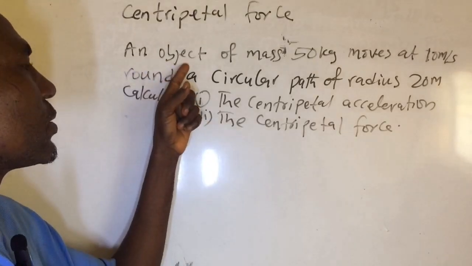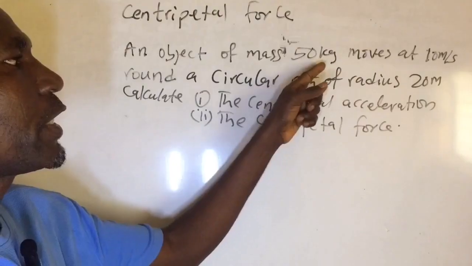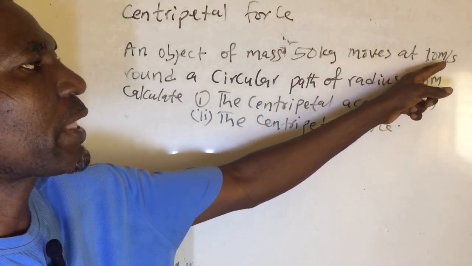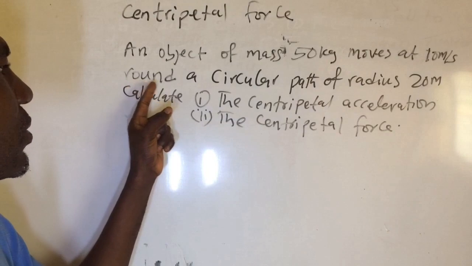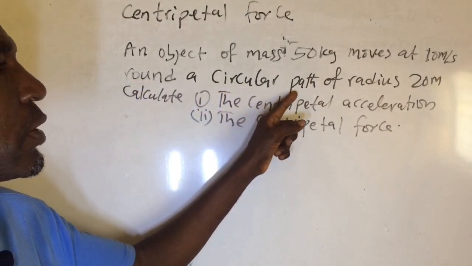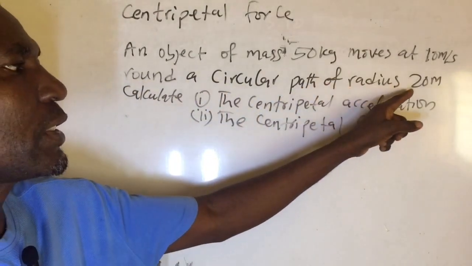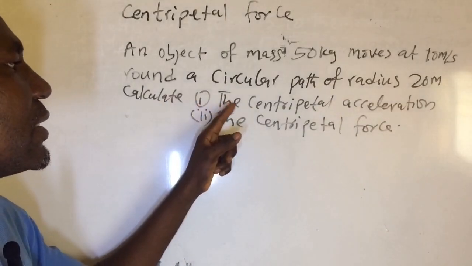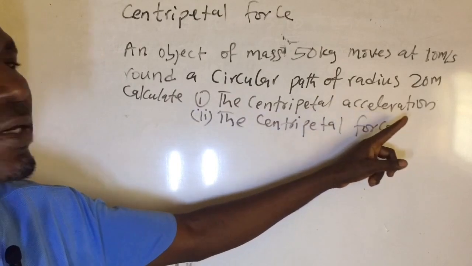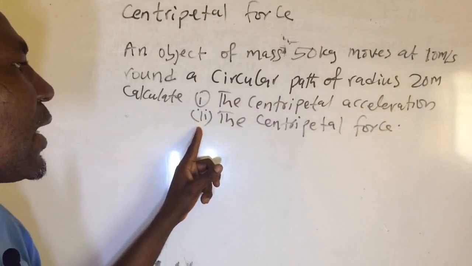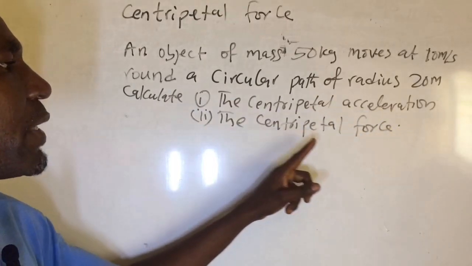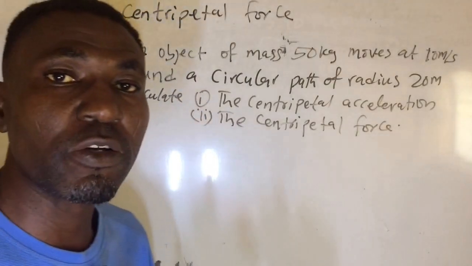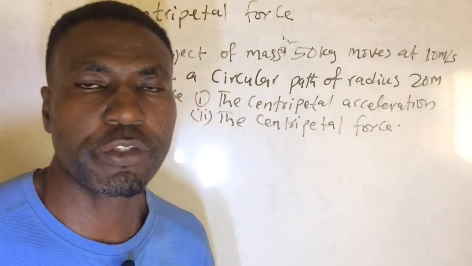An object of mass 50 kg moves at 10 meters per second round a circular path of radius 20 meters. Calculate I, the centripetal acceleration, and II, the centripetal force. This is a question from circular motion.